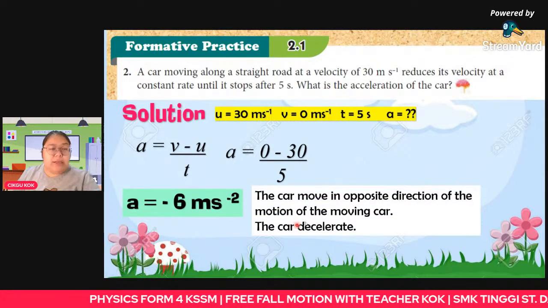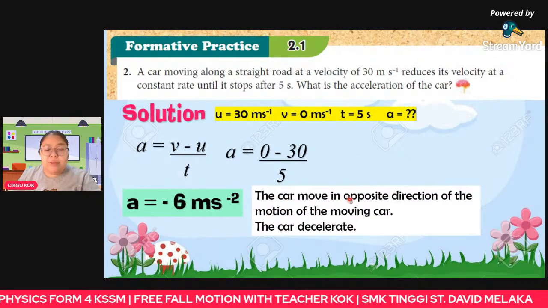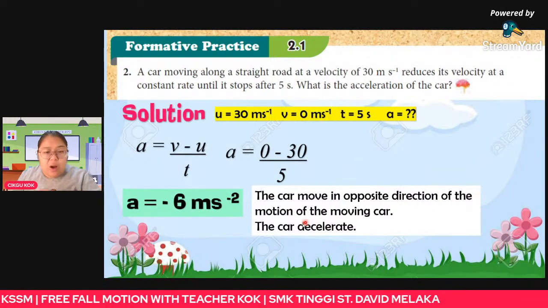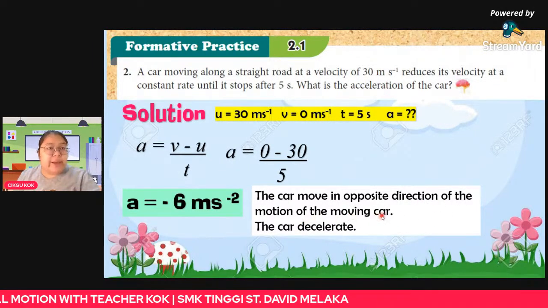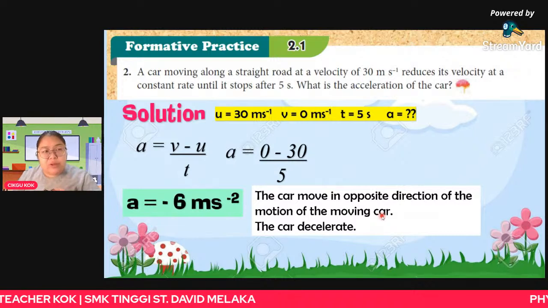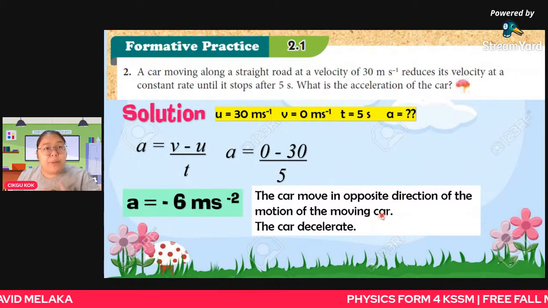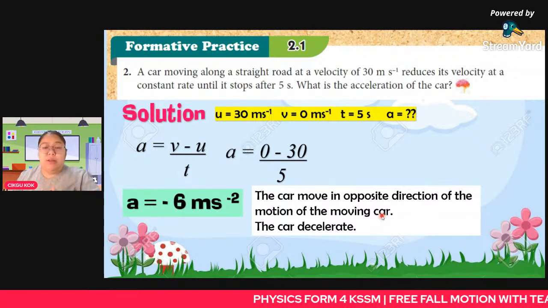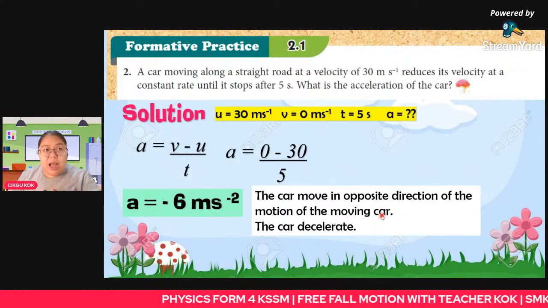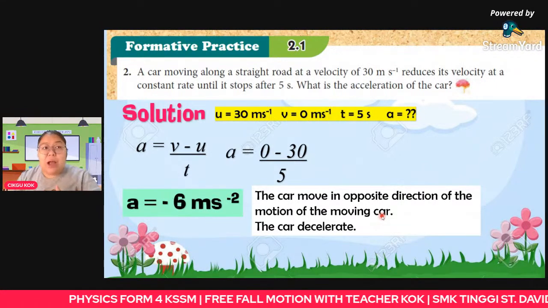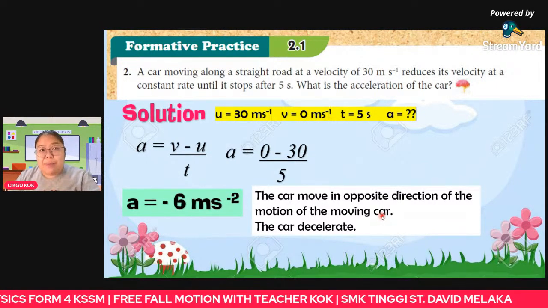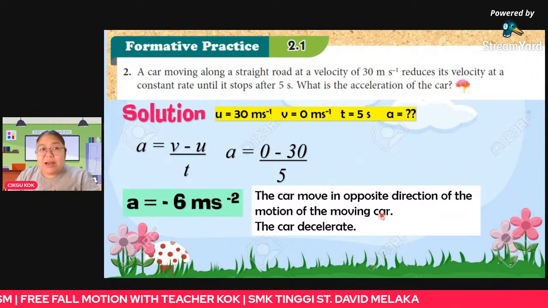Okay, we explain like this. The car moves in the opposite direction of the motion of the moving car. Okay, the moving car always goes to the right. When you press the brake, it means you are in the opposite direction of the motion. Okay, you want to slow down the car. So that means the direction becomes opposite already. You want to make the car slow down, means you move in another direction.